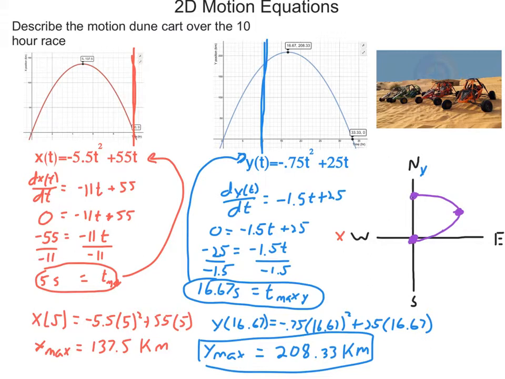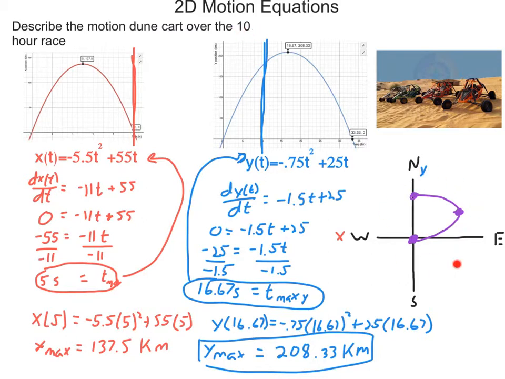If I were describing this in words, I could do it one of two ways. I could either describe the x and the y separately. In the x-axis, we were decelerating. We started out with a large positive initial velocity. We decelerated, reached a maximum position at 5 seconds, and then we negatively accelerated all the way back down to our starting point at 10 seconds. In the y-axis, we started out with a large positive velocity, but we slowed down the entire time until the end of the race, 10 hours.